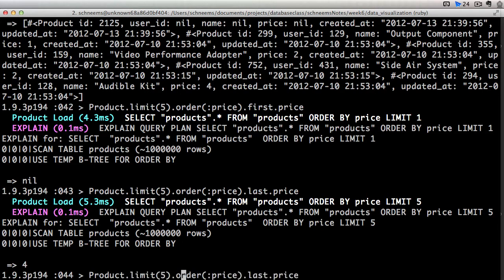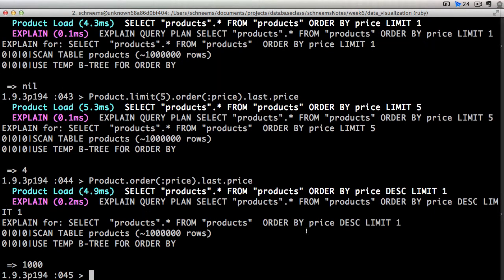So if you wanted to see the last price in our database, the highest price, we've got something that's $1,000 in our database. Now, you might say, okay, this is all fine and good. We can order in this ascending order, from nothing all the way up to 1,000. But how can I do it the other way? I want to do the highest price first. So you can say price descending, DESC.